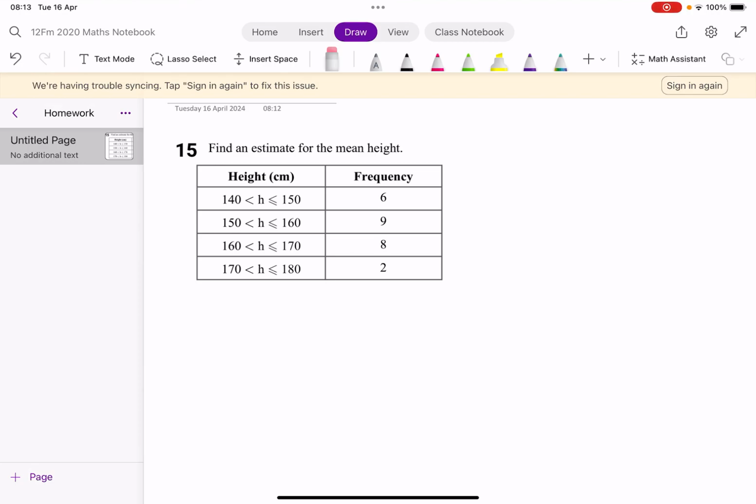Okay, here we have a problem, estimate for the mean height. First of all, this word estimate can confuse some people. Estimate in this case is used because the heights are from, well, within boundaries or what I would call intervals.